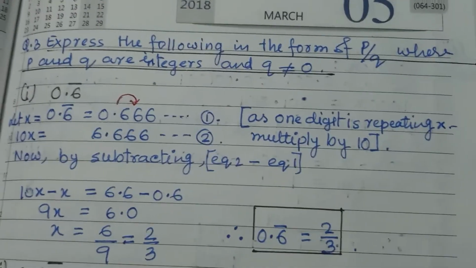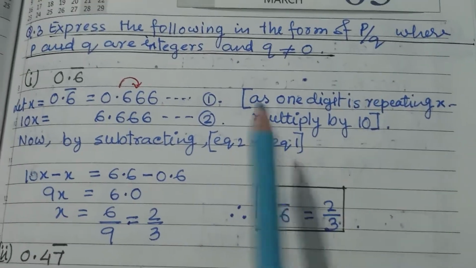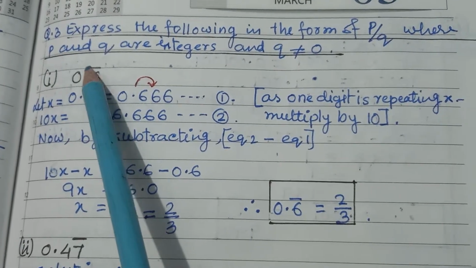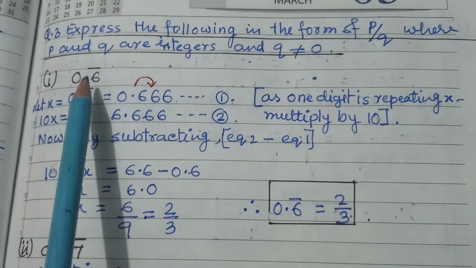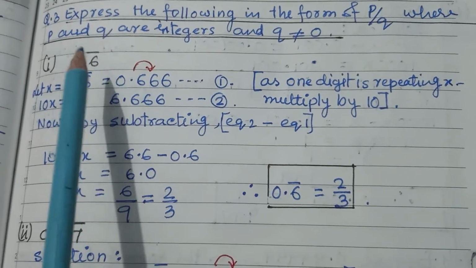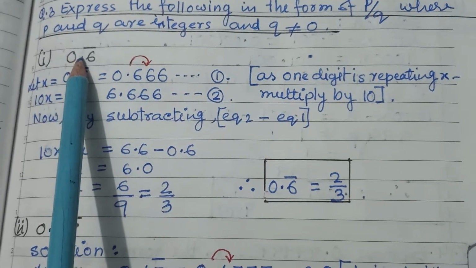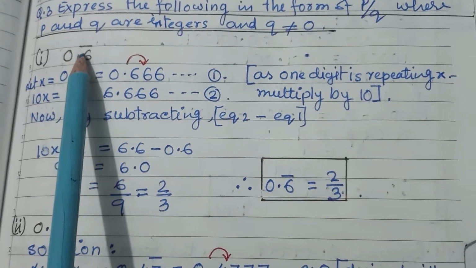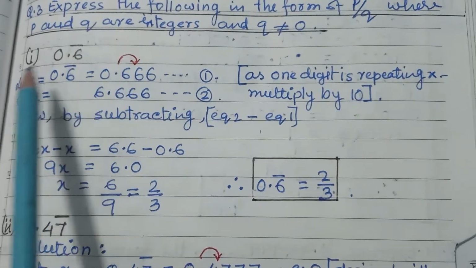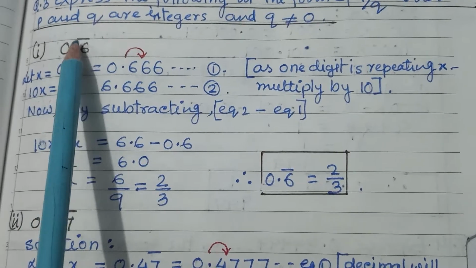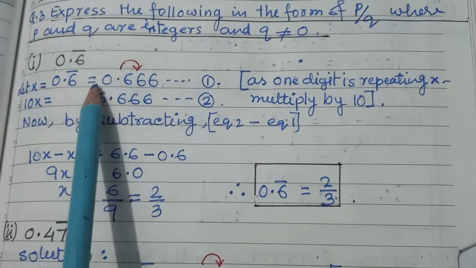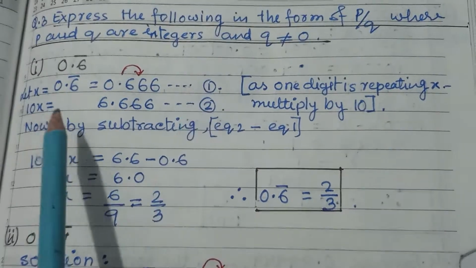Express the following in the form p upon q, where p and q are integers and q is not equal to 0. 0.6 bar, where 6 is the repeating, recurring number. Now this question you listen very carefully. The decimal point will be before the repeating number and after the repeating number. Clear? Now let x be equal to this 6 recurring, that means 6 is the repeated number. So x is equal to 0.666 like this.